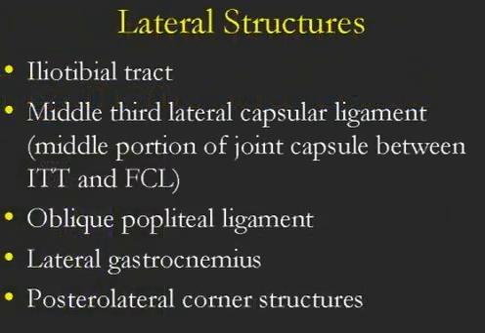Again, starting on the lateral side and moving our way around to the cruciates, and then if we have time, to the medial side. There are multiple structures on the lateral side which provide stability to the knee joint. The iliotibial tract is one of those. There's the middle third lateral capsular ligament, which is also known as just the lateral capsular ligament. I'm not going to have a lot to say about that because it's not very important. The oblique popliteal ligament, the lateral gastroc, and then the feared and hated structures of the posterolateral corner. And I'm going to spend a lot of time talking about those.